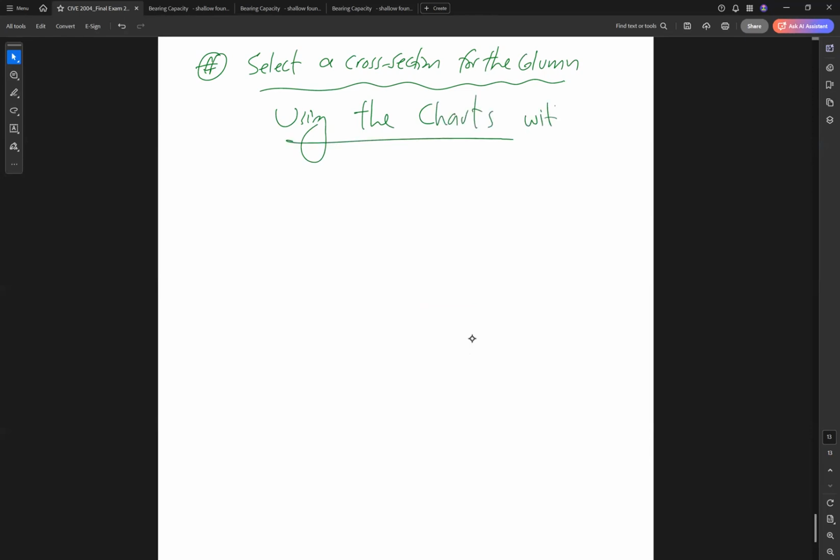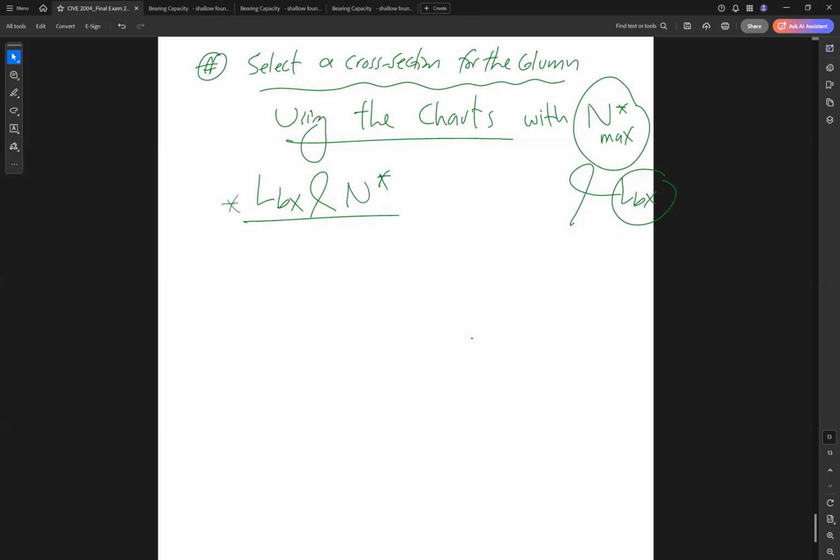With what do we need to go to the chart? N maximum. We already have N maximum, and what? LBX. I will ask you for one case only, so I will ask you to use LBX and N, because if you remember, how many cases do we need to use the chart? Two. One time LBY and one time LBX. So just to save time, use LBX.